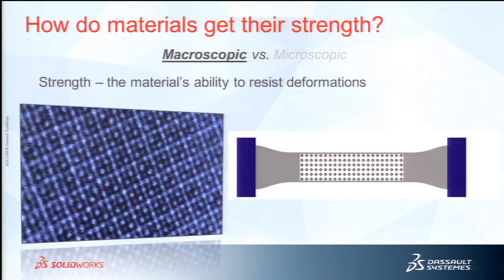So when we talk about the strength of our materials, when we stress something, how much does it strain? Or when we stress something, how much does it bend or deform? We're defining that as the strength, or its ability to resist deformations. So that's what we see, but we don't actually see what's really going on behind the scenes.